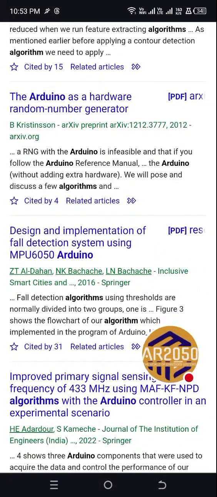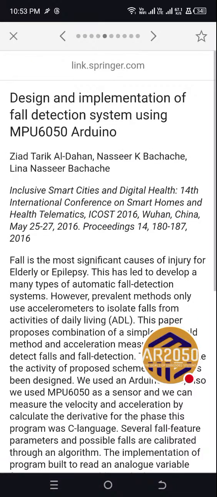I'm not going to open that research paper as well. Design and implementation of a fall detection system using MPU 6050. So this project is also related to MPU 6050 and Arduino, so I will go with that.